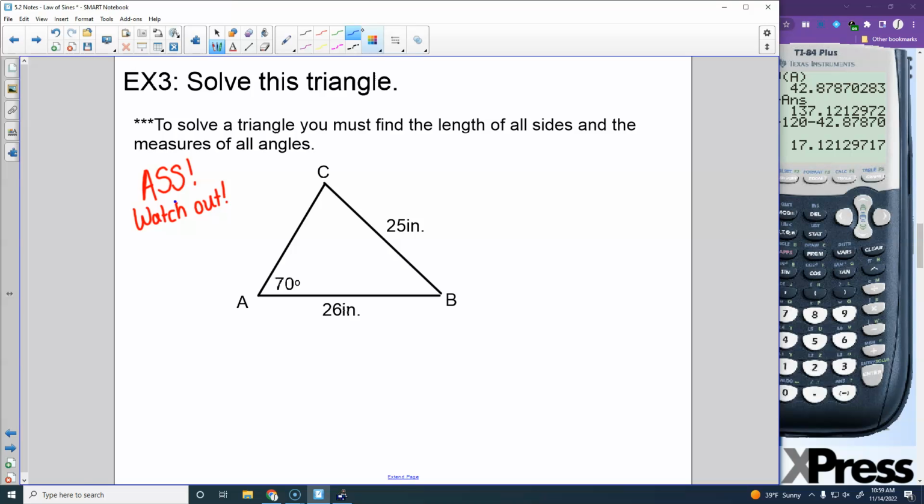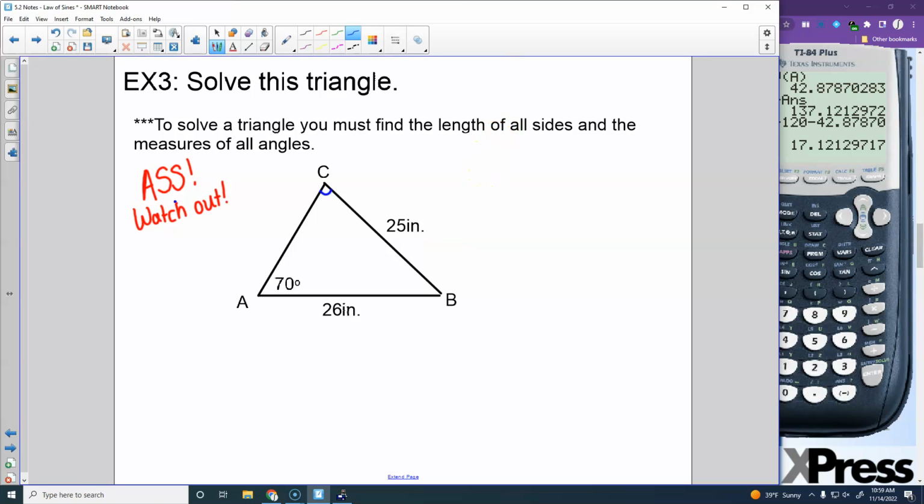So, we do have to watch out, but it doesn't change how we set up the initial part of the problem. So, there's only one angle we can find. Which angle is it? C. We can find C because we know the side across from C. We cannot find B yet, but we're going to find it eventually.